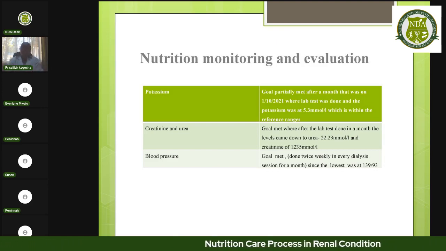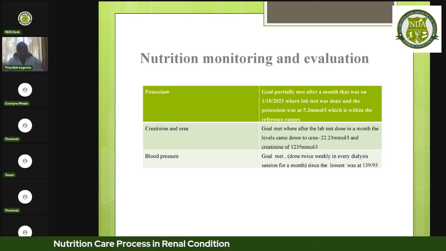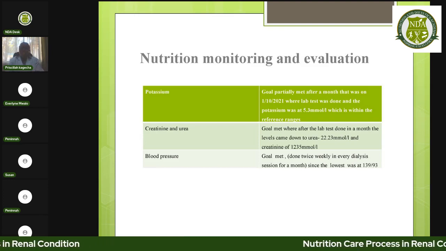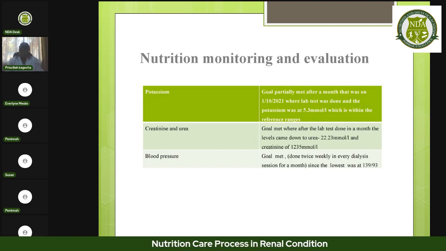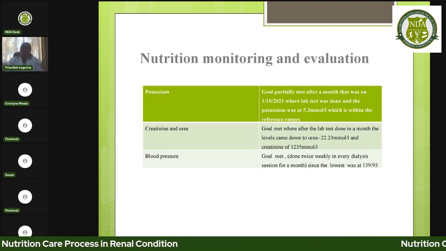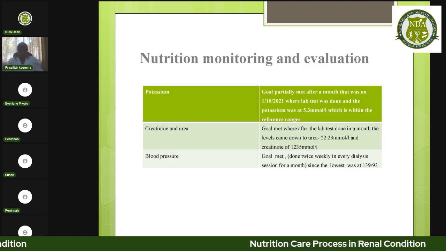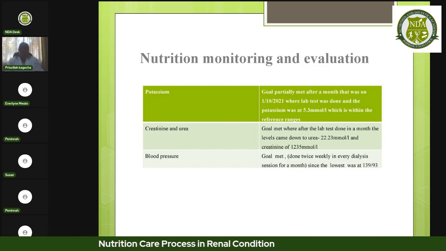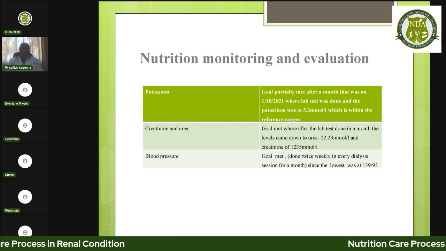You also want to look at your creatinine and urea. So you may want to say that you have also met your goal partially, because the urea levels after a month came down to about 22 from 28, and your creatinine came down to about 1200 from 1600. So basically that is your monitoring and your evaluation.